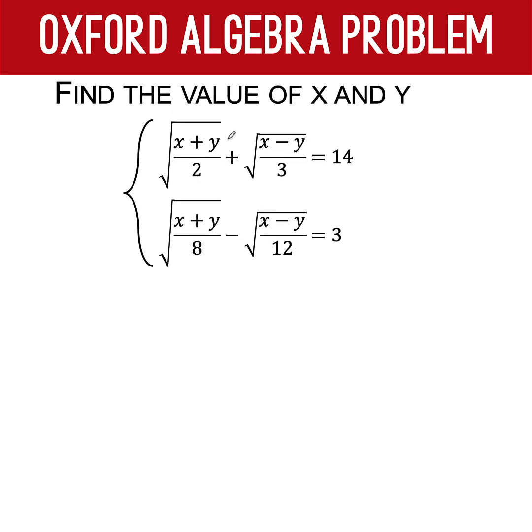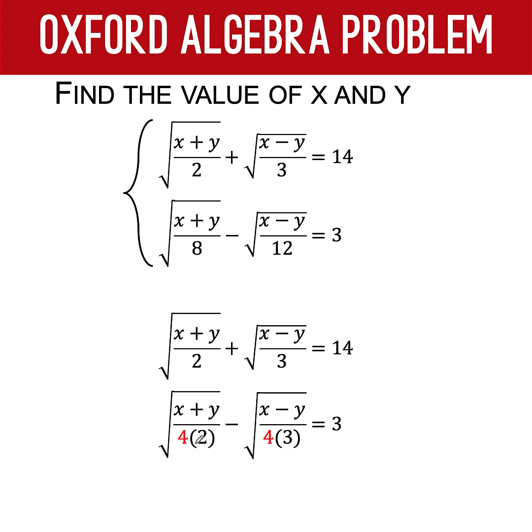When you are solving a radical equation, the first thing to look for is the presence of perfect squares in the radicand. Notice that in the second equation, this 8 can be expressed as 4 times 2, and 4 is a perfect square. Similarly, this 12 can be written as 4 times 3, and 4 is also a perfect square. So, let's copy the first equation, but let's make a little change in equation number 2. We now write this denominator as 4 times 2, and this 12 as 4 times 3.